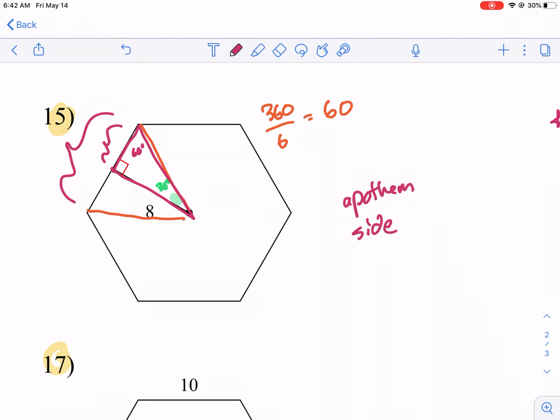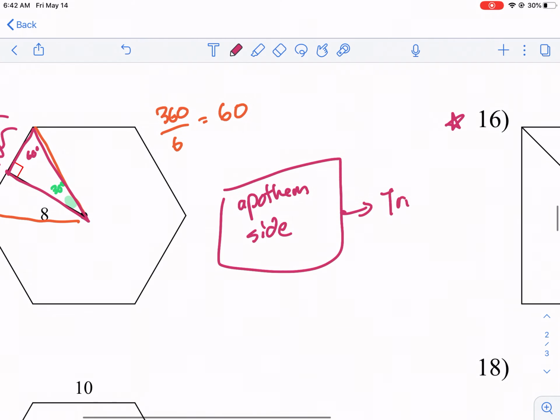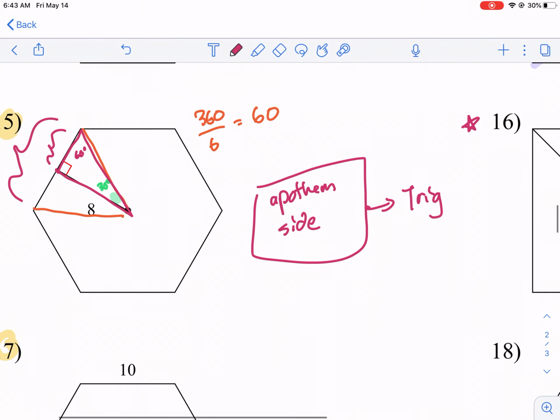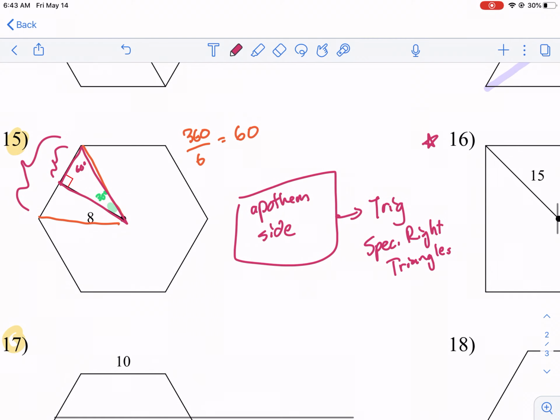So that's the method that you've got to use if you're given the apothem or the side length. There's no way around it. You've got to use trig to solve that, finding the sides, or special right triangles for certain shapes. And so it's not too bad.